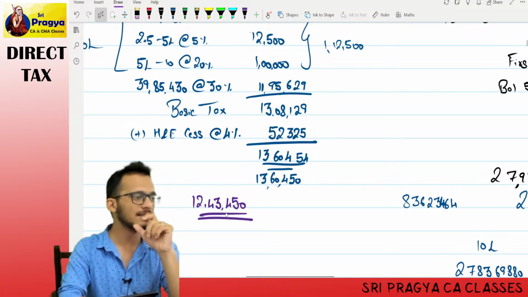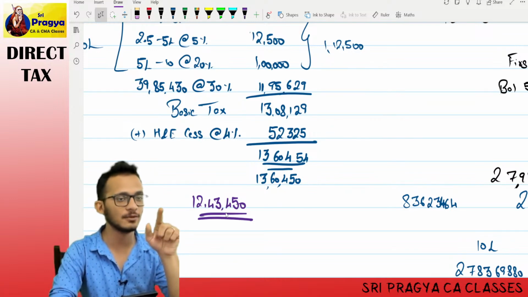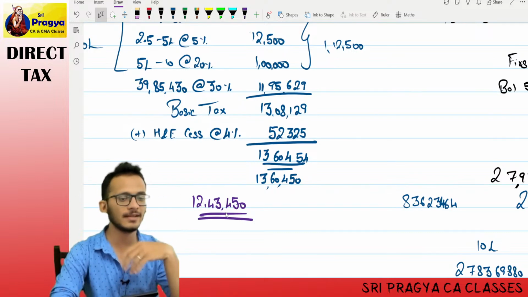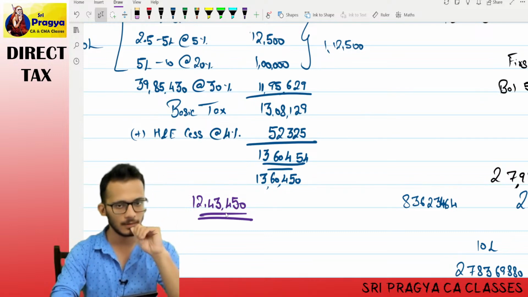If you actually notice, default is also working on the same lines. For the first 15 lakhs, you'll notice the tax payable is 1,50,000. So you can use a shortcut method: for the first 15 lakhs, you can say 1,50,000. For the balance, you can pay 30%. Third one.